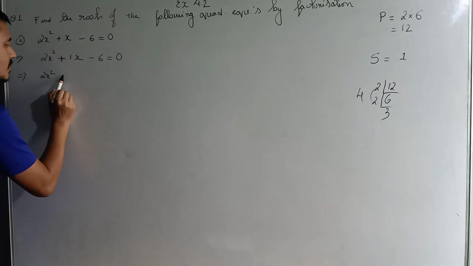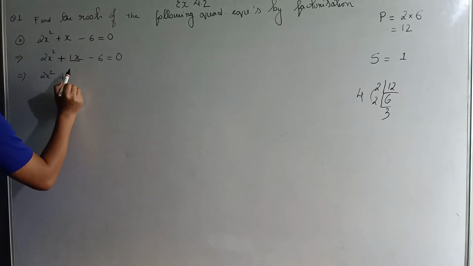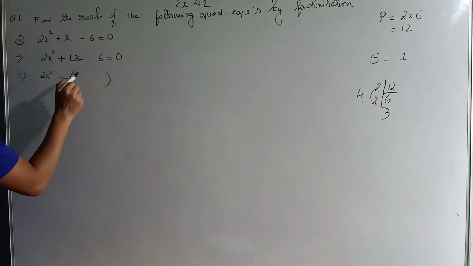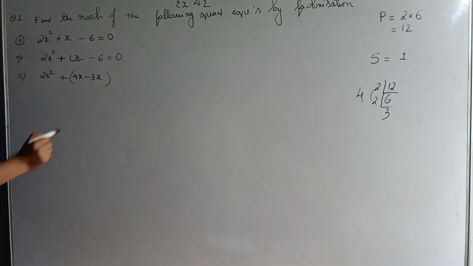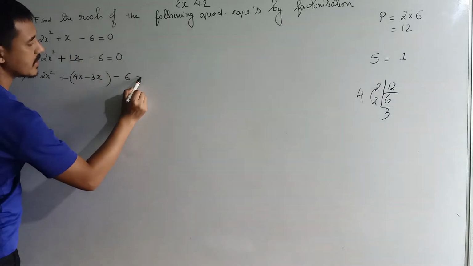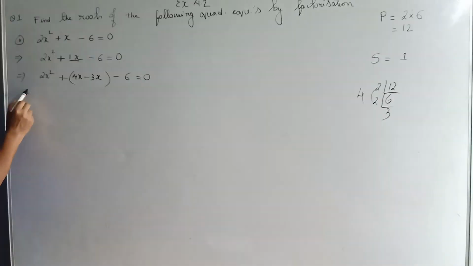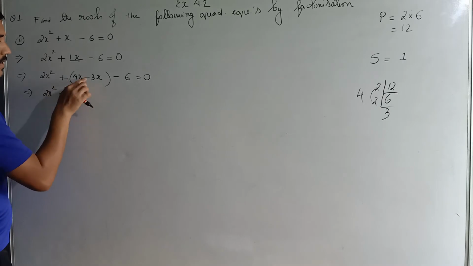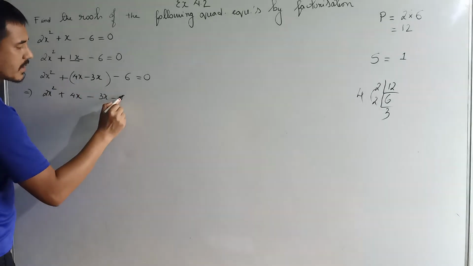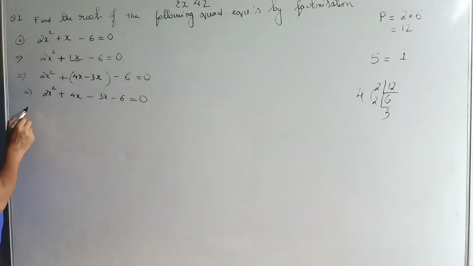We have plus here, so you write plus. This middle term 1x can be split as 4x minus 3x. Alright? And then we have minus 6 is equal to 0. Now let's remove the bracket: plus 4x plus minus 3x minus 6 equal to 0.